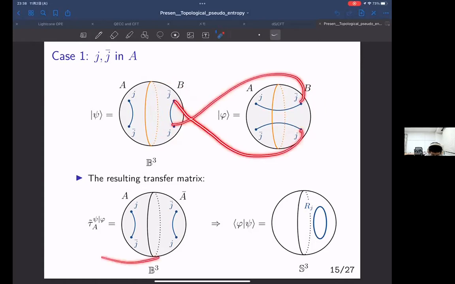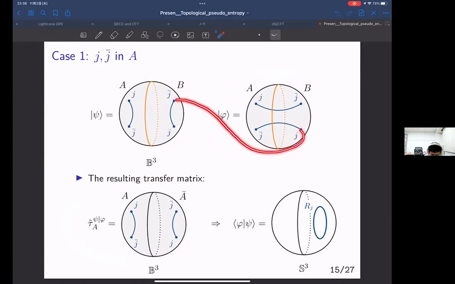So you end up with this figure. Is it clear? I only consider the topology. So if you think a little, then you go to these two, then there is only just one line here. But topologically it is equal to this line. Is it clear? Okay, and you are left with this one. So the resulting transfer matrix is given by this one.